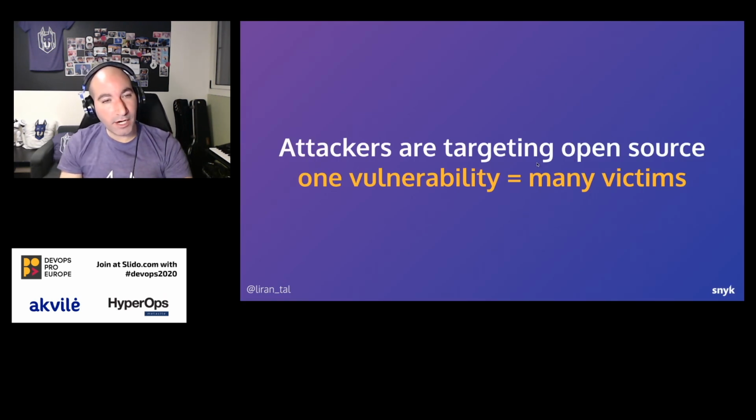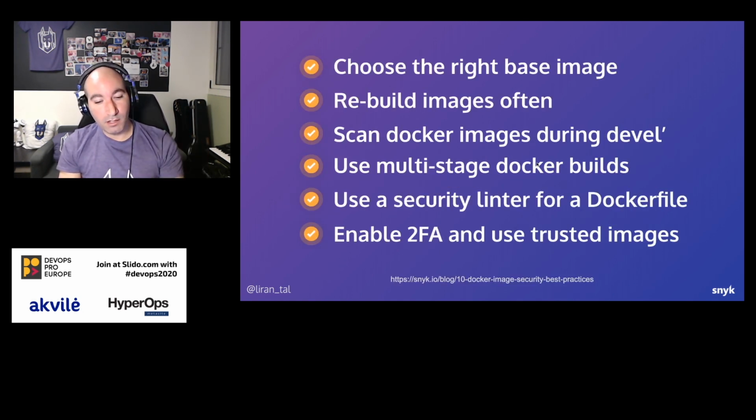And so to end this talk, I wanted to say that attackers are targeting open source because finding one vulnerability means many victims, because many use cases of this dependency are used throughout the project. So iterating what we just said: choose the right base image, prefer small base images, rebuild often, scan your Docker images, use multi-stage build if you need to. Obviously, enable two-factor authentication and use a linter to lint your Dockerfile or Docker Compose.